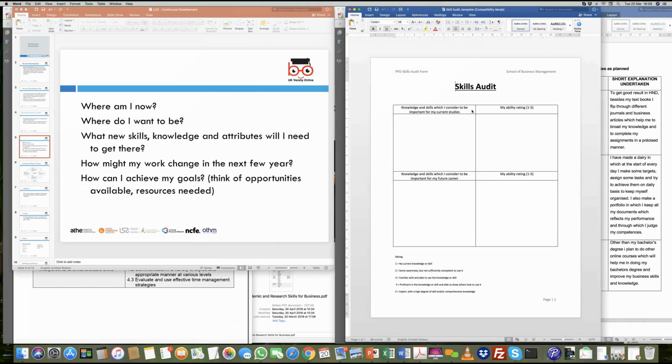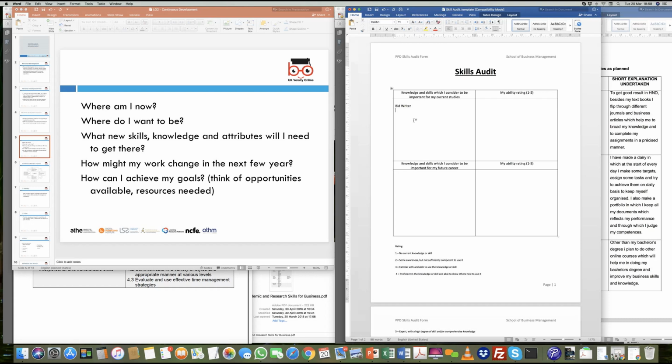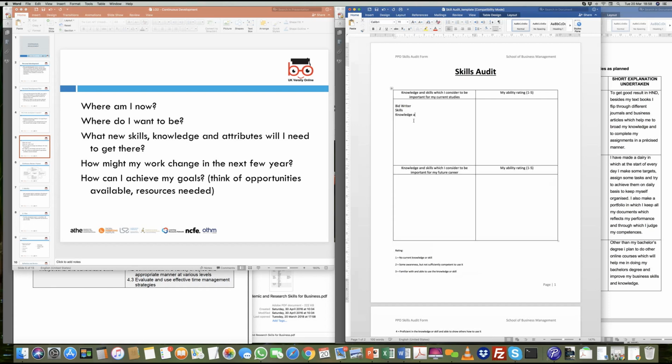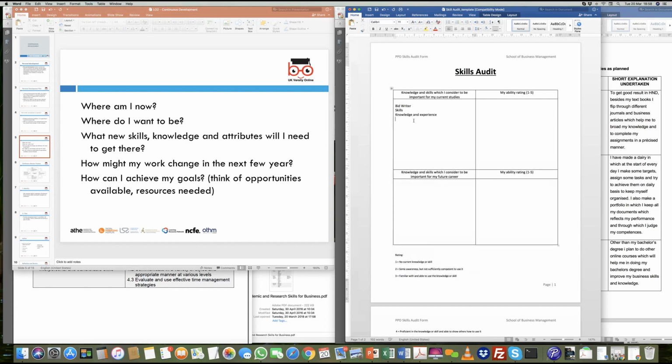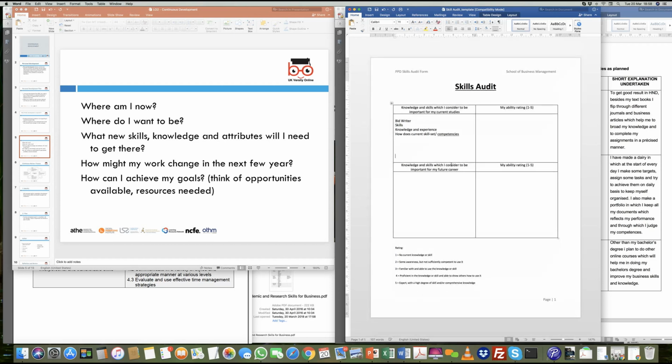Now, if you want to be, say, for example, a bid writer, you are going to identify what the key skills required are, what knowledge and experience you require in that role, and how your current skill set, for example your competencies, pair up in terms of being in that role. Now, when you look at defining some tangible parameters, you'll rate them on a scale of 1 to 5, and the rating will essentially give you some idea of where you stand and how much work needs to be done.